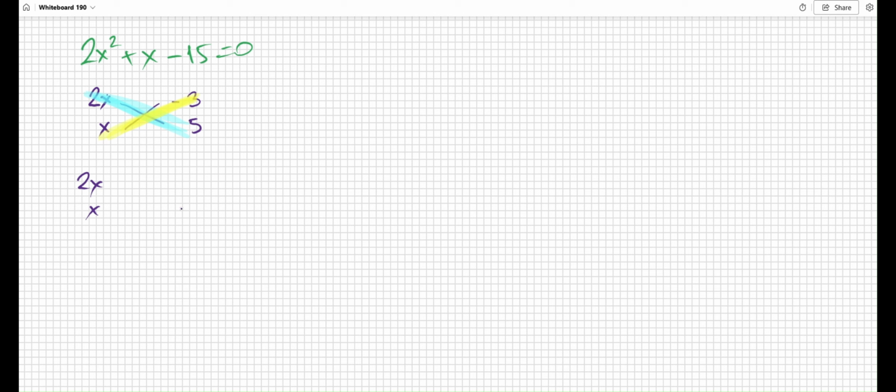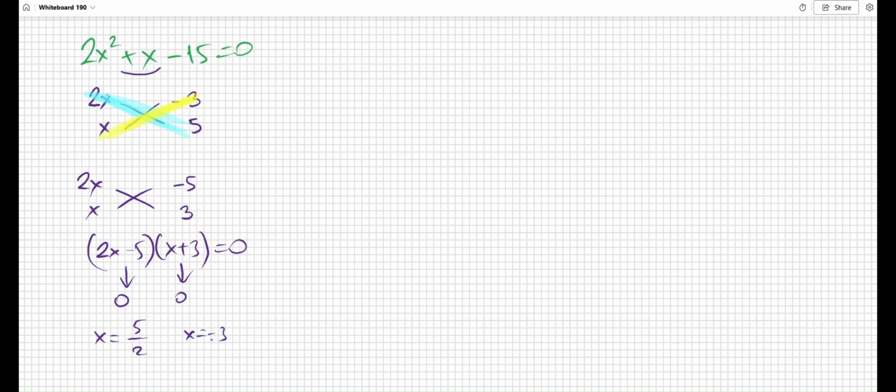Now this one, let's try 3 and negative 5. Okay, so if you do cross testing, it's going to be 6x and then negative 5x, and that leads to the middle term. That means we factorized it correctly, and so 2x minus 5 times x plus 3 is equal to 0, and again equalize both factors to 0. And so I'm going to skip a step here, x is going to be 5 over 2 and x is equal to negative 3.